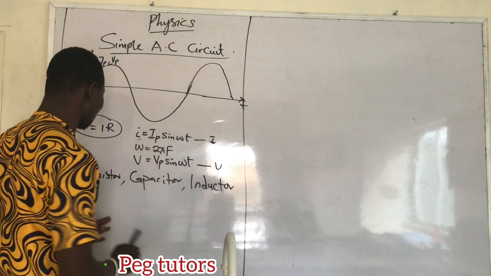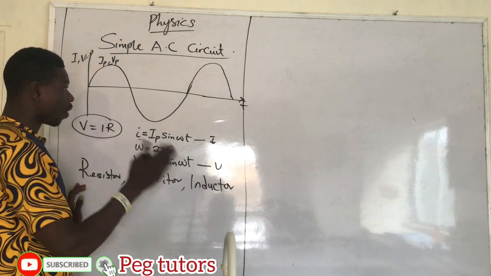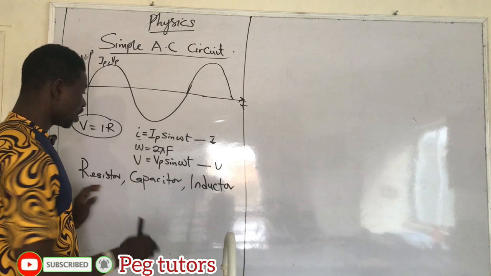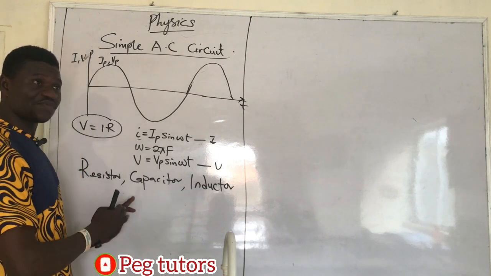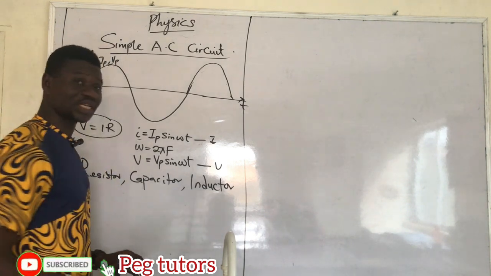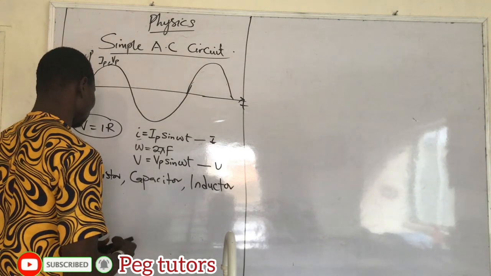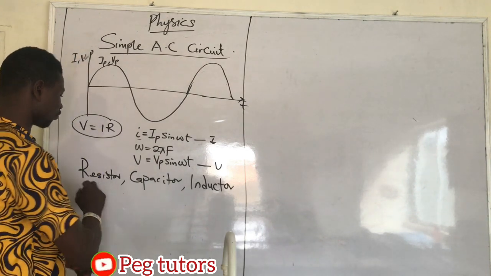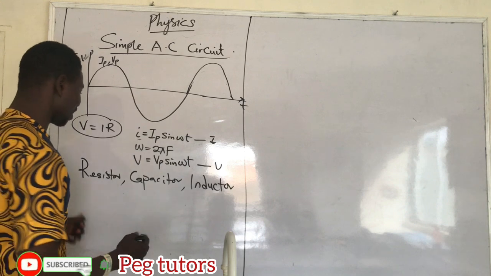So we are going to be looking at: if you connect the resistor, what is the effect in the AC circuit? If you connect the capacitor, what is its effect in the AC circuit? And if you also connect the inductor, what is its effect in the AC circuit? So we're going to start from the resistor in an AC circuit.